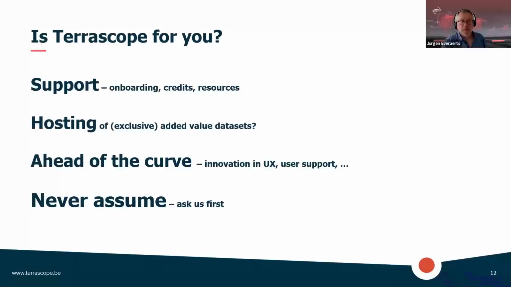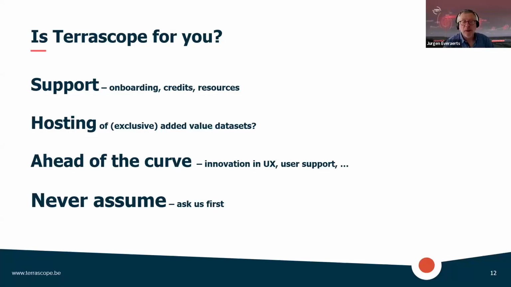Is Terrascope something for you? I think it is, because we are concentrating on supporting you by helping you onboard your services, by potentially providing you with more credits or resources. We can help you host added value data sets, either for yourself on the Terrascope data center or shared with others. We try to be ahead of the curve in user experience.